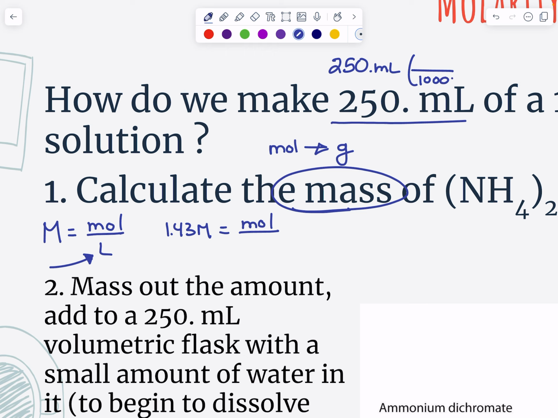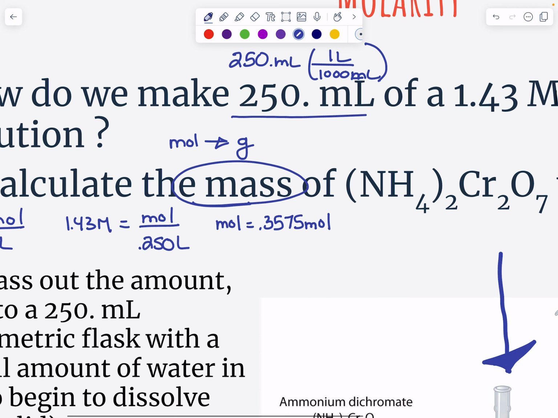There's 1,000 milliliters in 1 liter. So I divide this number by 1,000. So I'm going to get 0.250 liters as my total volume. And then when I multiply those two numbers together, my number of moles is equal to 0.3575 moles. And I am not going to round that, because now what I'm going to do is I'm going to convert that to grams.